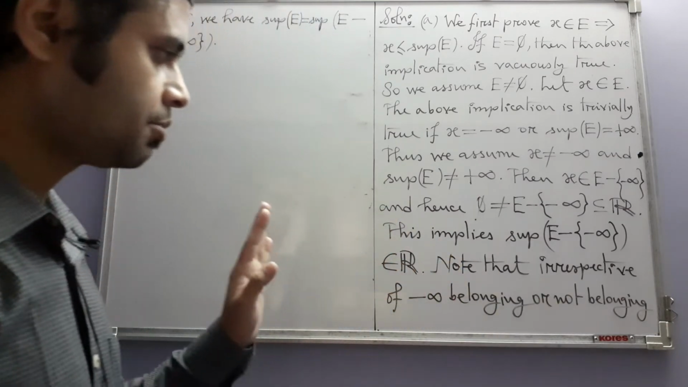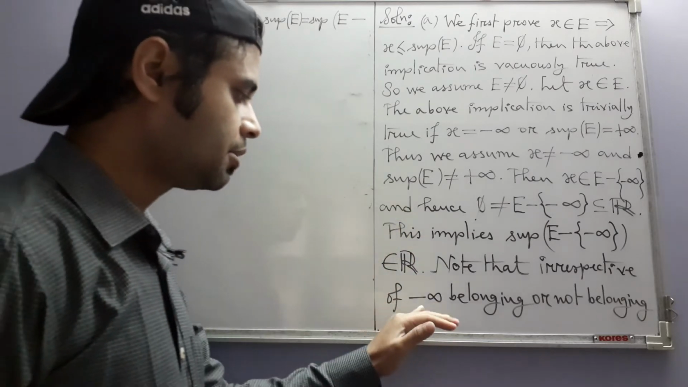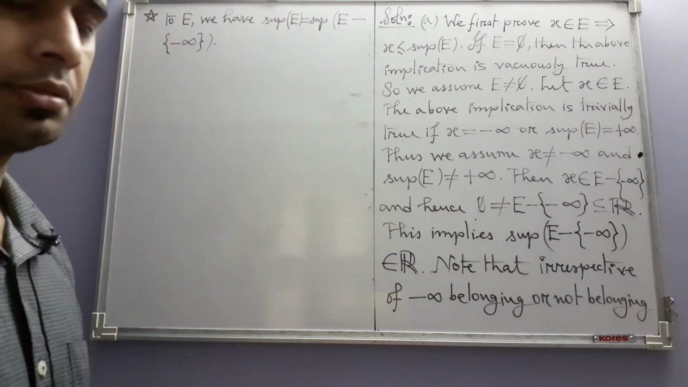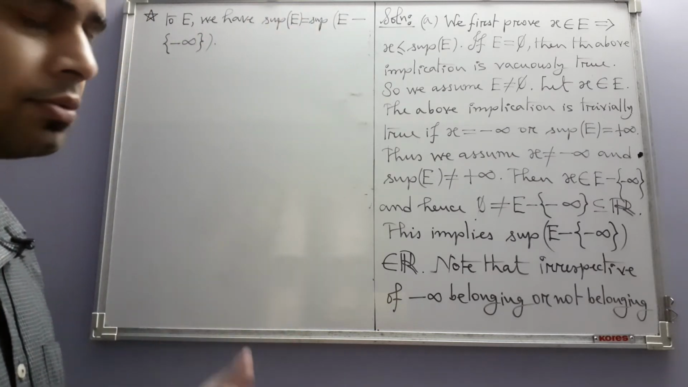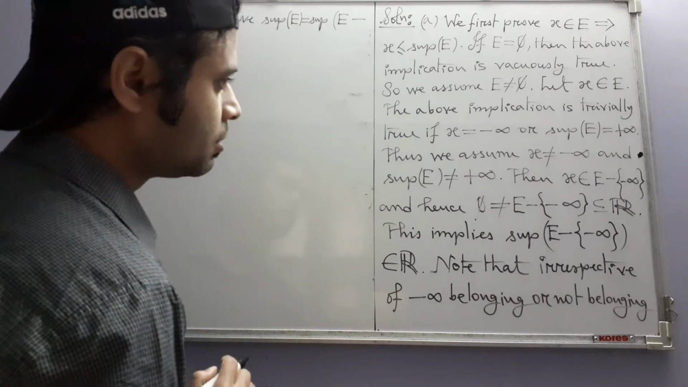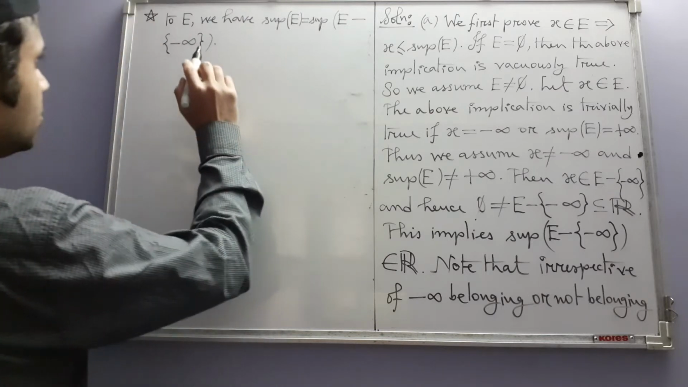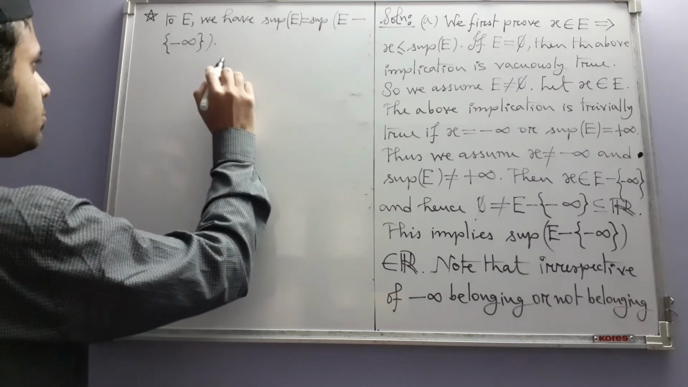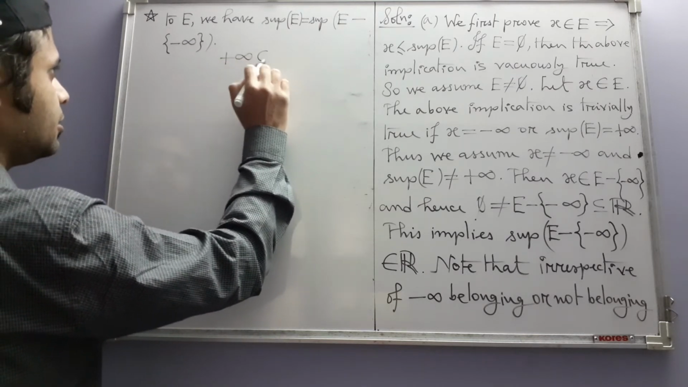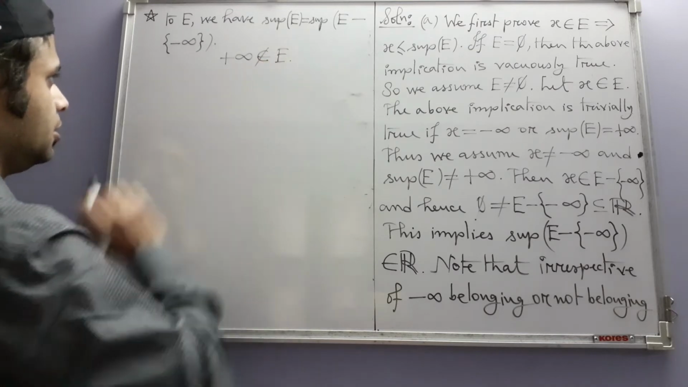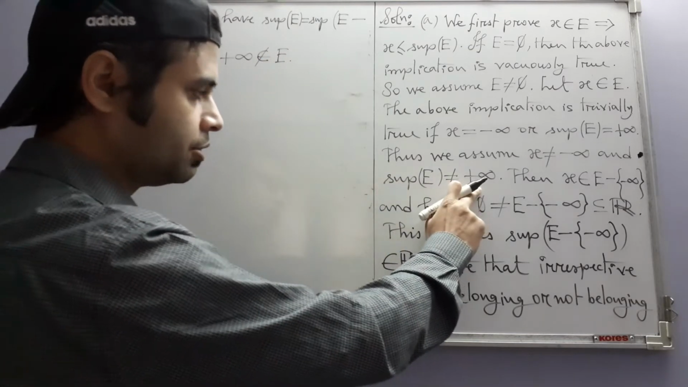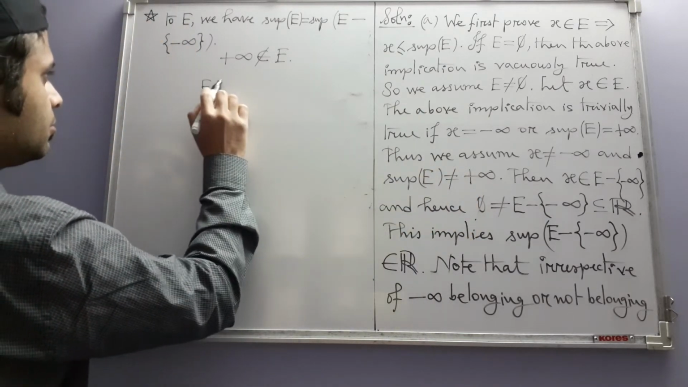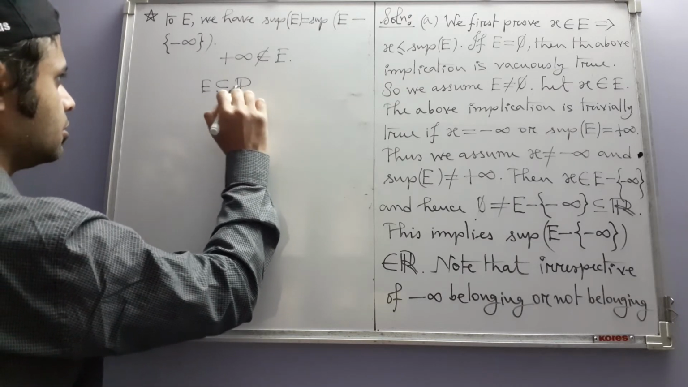So note that, what are we writing here? Irrespective of minus infinity belonging or not belonging to E, we will have this. But how? That is because plus infinity is already not in E due to this assumption. So that means E is a subset of this.